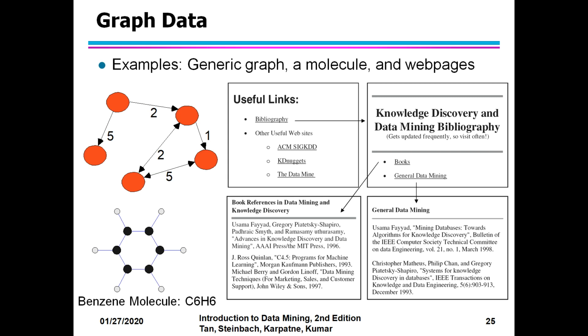Another example of graph data is where a benzene molecule is represented. The chemical formula for benzene is C6H6, which is represented in the form of a hexagon. This is graph data.